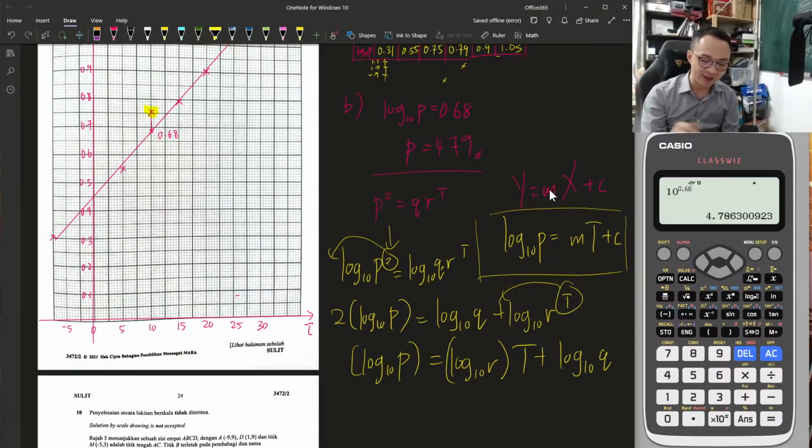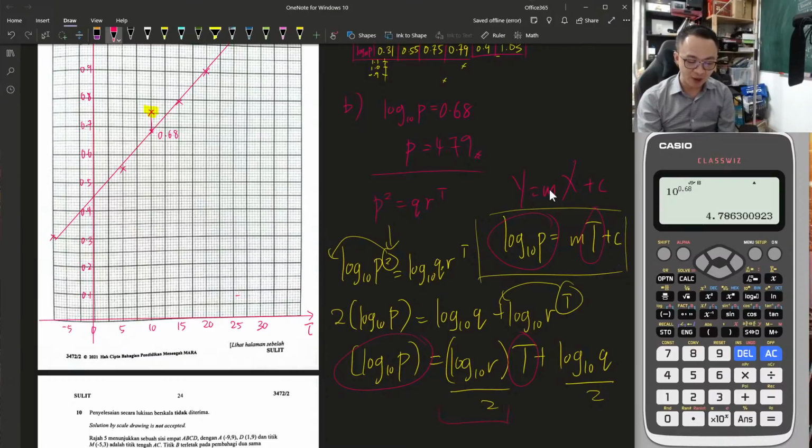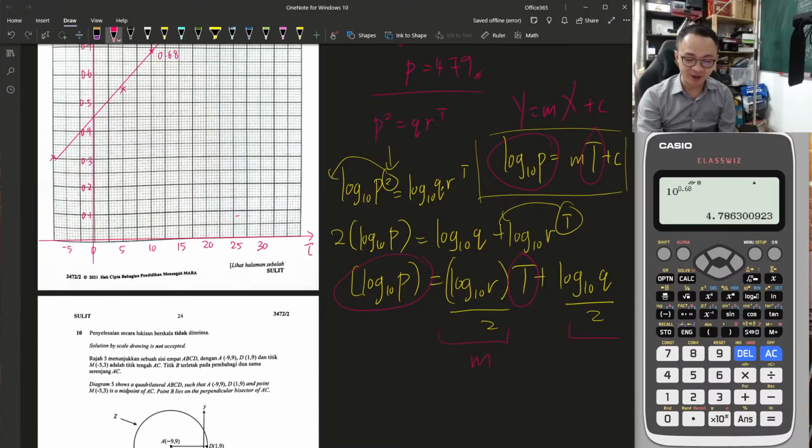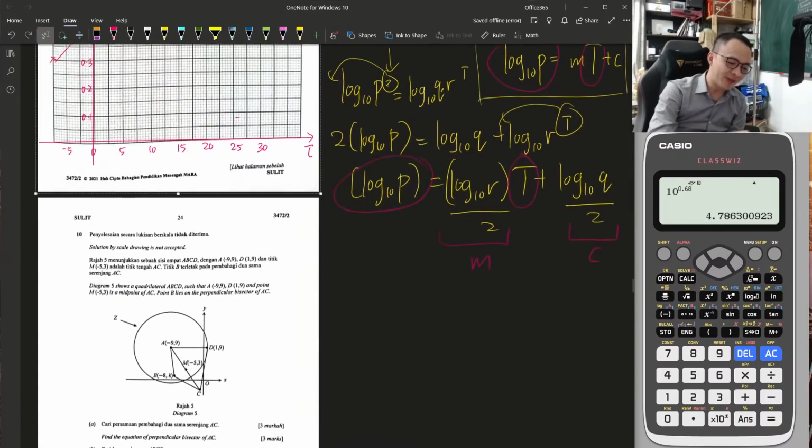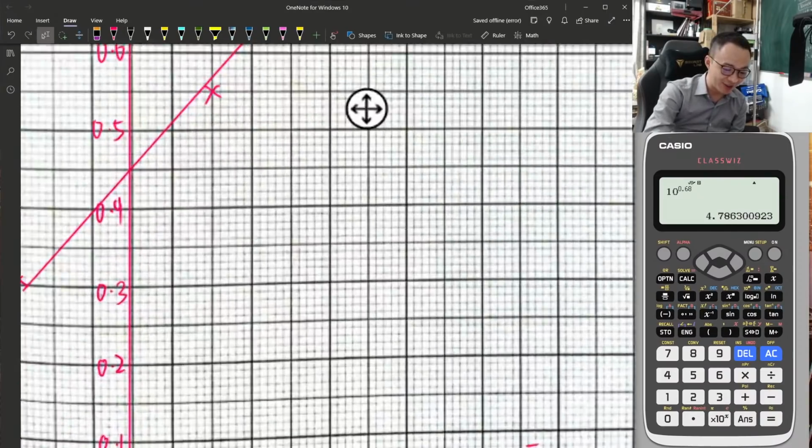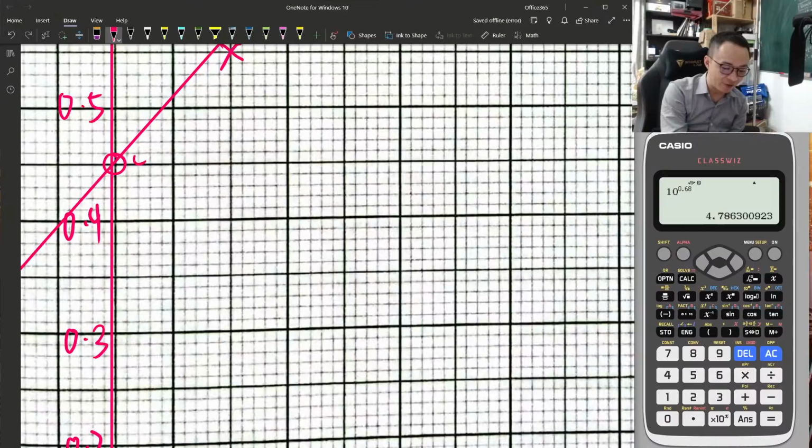Alright, now I divide by 2 for both of these. So right now, if you see carefully, you should be able to see my log 10p now. My t, this is t. So therefore, this one will be my m value and this one will be my c value. Whenever I have m and c, normally what I will do first is the c first, because c is the vertical intercept. Vertical intercept we can easily get from the graph here. So if I zoom in on my vertical intercept, let's see what value I touch. I realize just nice is about 0.45.